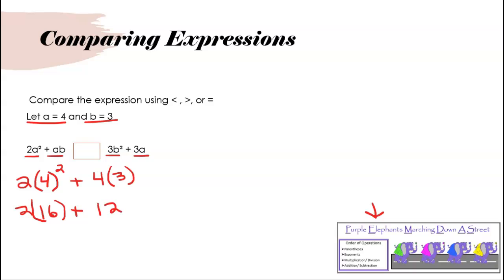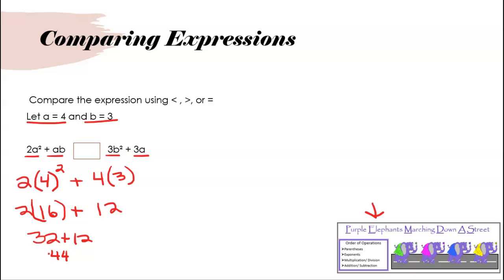Now we have more multiplication to do. 2 times 16 is what? 32 plus 12, that equals 44. All right, and you can do all of that in your calculator.